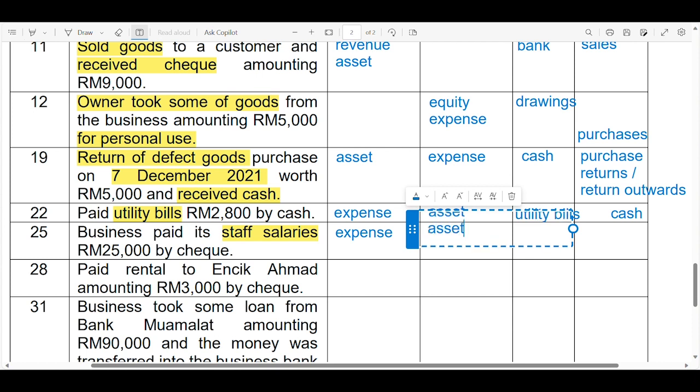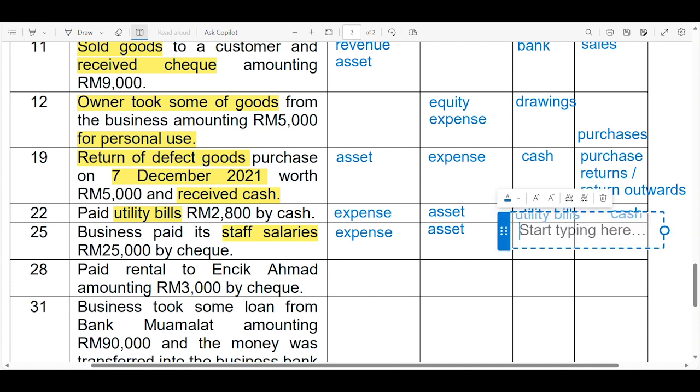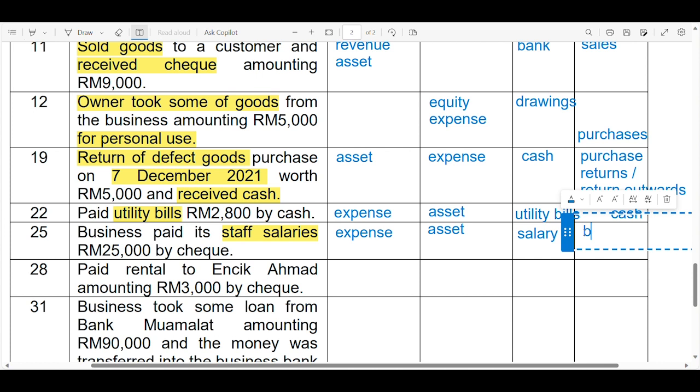Increase in expense, you debit. Look again at the transaction. The business paid for what? For the salary. So you open salary account. Paid by what? Paid by check, meaning the money at the bank is affected. So credit bank. Why credit bank? Because we have decided that asset decrease. Asset decrease, you credit asset account. What asset account? Bank.